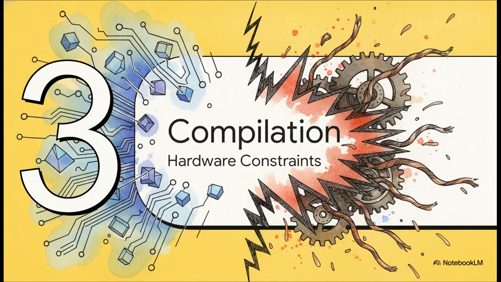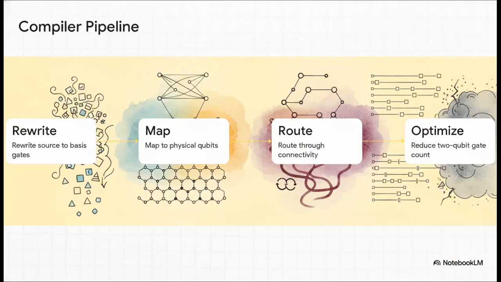Once your code is constructed and validated, we hit stage 3, compilation and transpilation. And man, this is the heart of the hardware constraints. This is where your elegant, mathematically perfect source code violently collides with noisy physical reality. The compiler pipeline is essentially a brutal series of contortions. First, it's got to rewrite your high-level source code into the specific, limited basis gates that your target device actually supports. Second, it maps your beautiful virtual qubits onto the messy, physical hardware qubits. Third, and this is a huge bottleneck, it routes operations through the device's specific connectivity graph, which usually means inserting a ton of swap operations if your qubits aren't physically sitting next to each other.